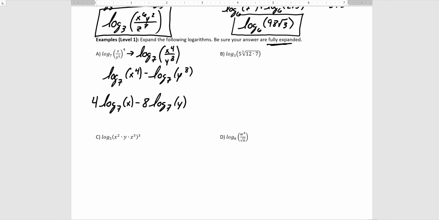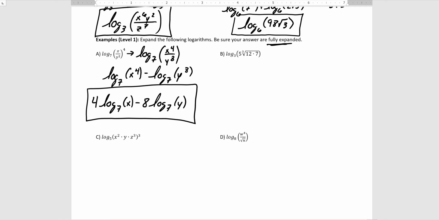And I'm done. And how can I tell I'm done? Because the only thing in those arguments are my variables. Everything else is simplified out. And that's how we can identify that we're done. So let's look at letter B here. This one has numbers. So we know we're done when the only thing left is the value, okay?